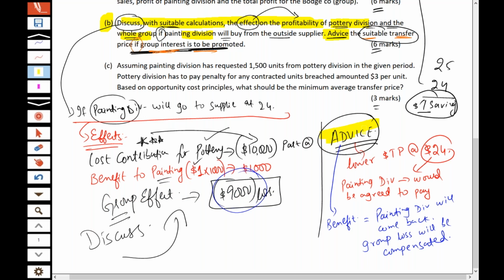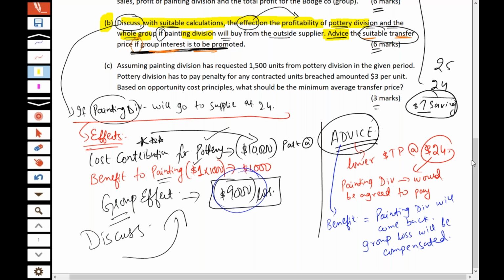So the advice is that the transfer price should be lowered, because the buyer division is in a bargaining position and it will be ready to pay $24, and the benefit would be that the painting division will come back and the group loss will be compensated. Your 6 marks. Celebrate your 6 marks.